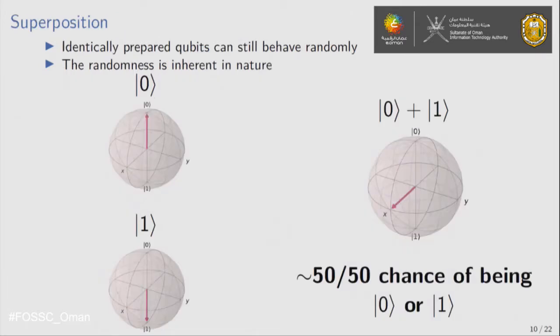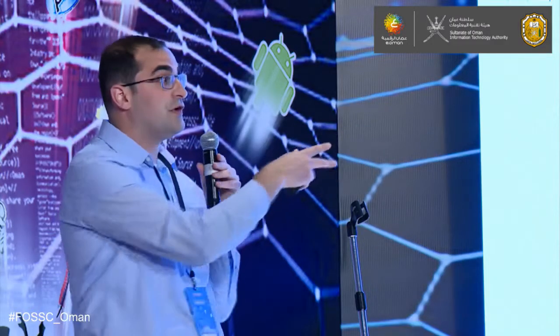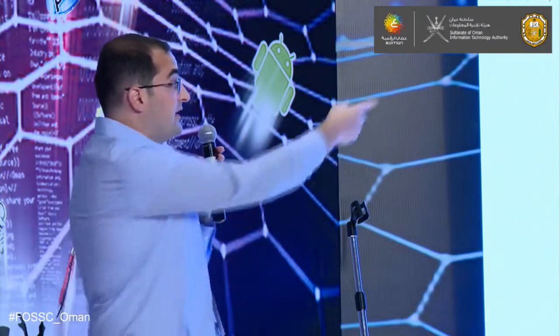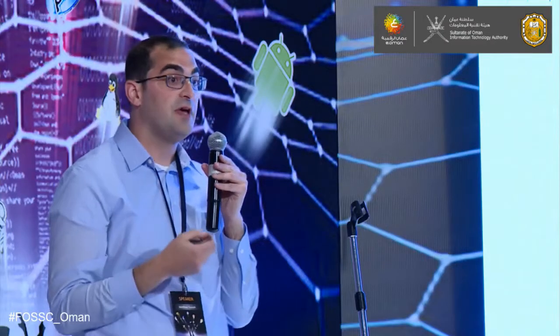And then we've only been talking about zero and one right now. But the thing we haven't talked about is the rest of the sphere. What happens if that vector is pointing somewhere else in the sphere? Like in this example, when it's in the middle. This is called superposition, and it's one of the two things that makes quantum computers fundamentally different from classical computers.